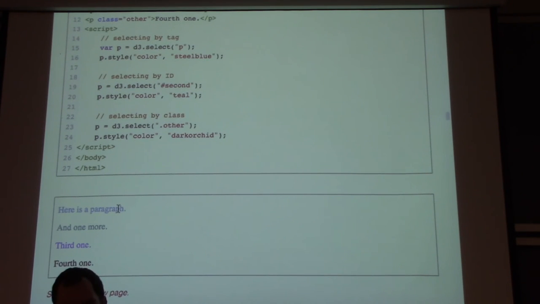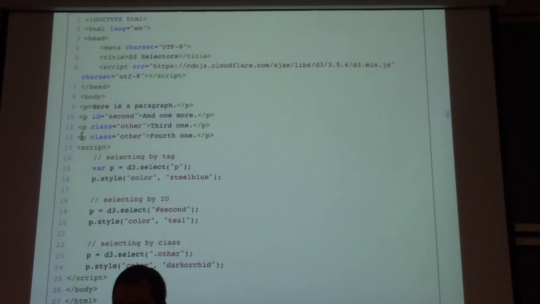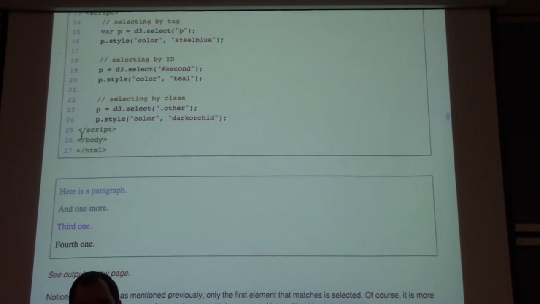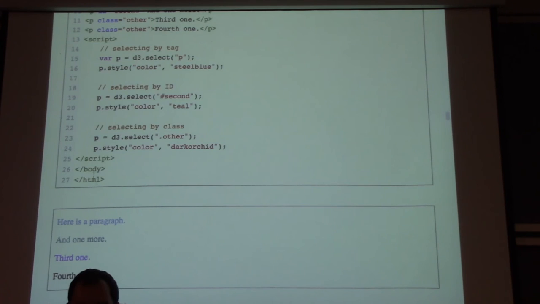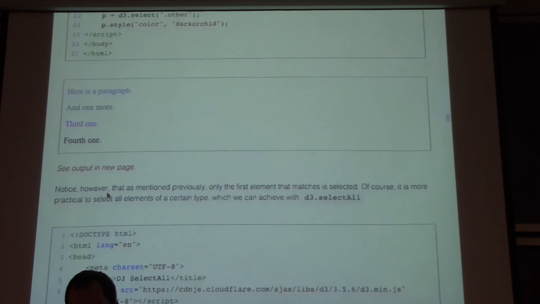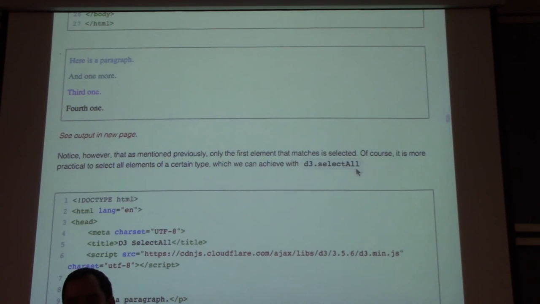We have a blue, a teal, and the orchid element, but again, the second class element didn't match. So again, select only selects the first element on the website. This is sometimes convenient, for example if you want to select the body, that's fine, or the only SVG element that you have, but more often than not, you probably want to be selecting all of them.